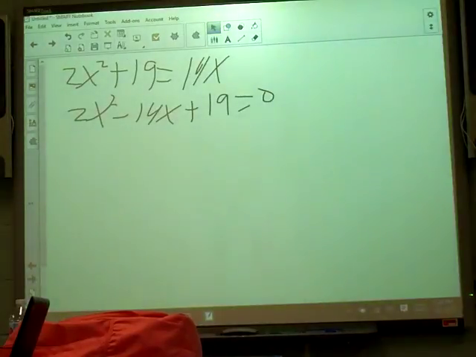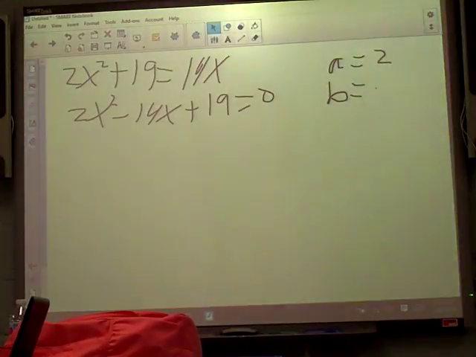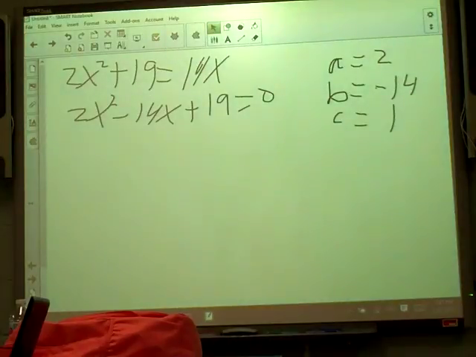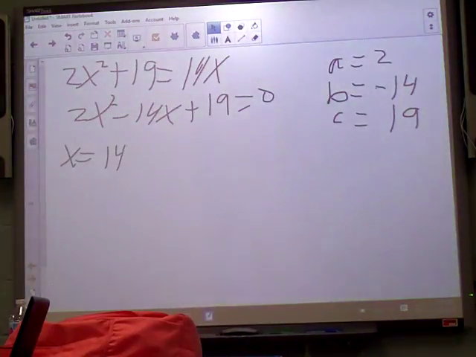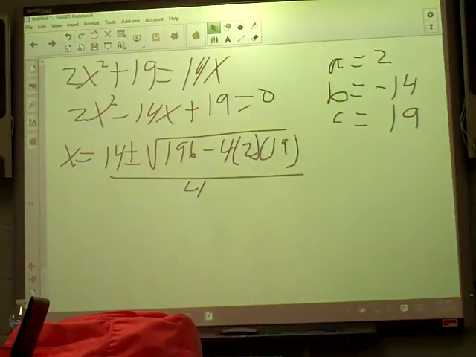Now we're good, we're in standard form, so we can label our A, B, and C. What's your A? Just a 2, just take the coefficient. What's your B? Negative, take the sign with it. Negative 14. C, 19, there we go. Everybody all right? Plug them in. X equals negative b plus or minus the square root of b squared minus 4ac all over 2a.